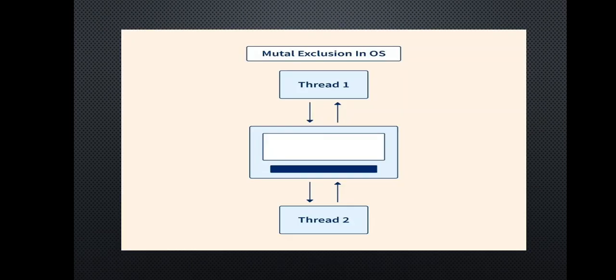This diagram represents the following. The middle part represents the critical section that we want to access, a shared resource. Thread 1 and thread 2 are separate thread units. The bidirectional arrows represent that both threads need to access the shared resource.